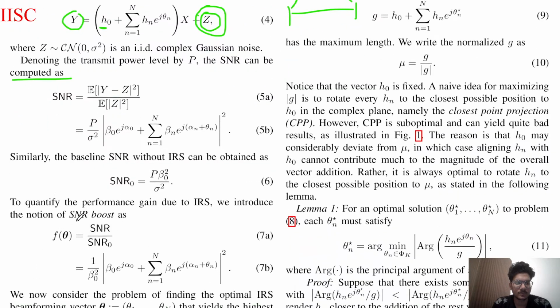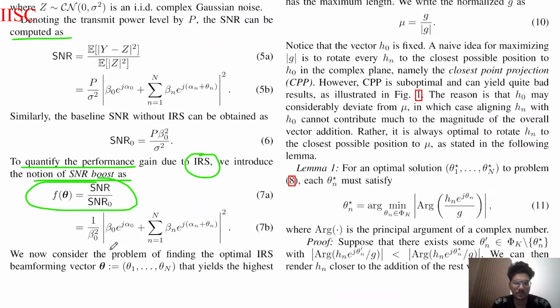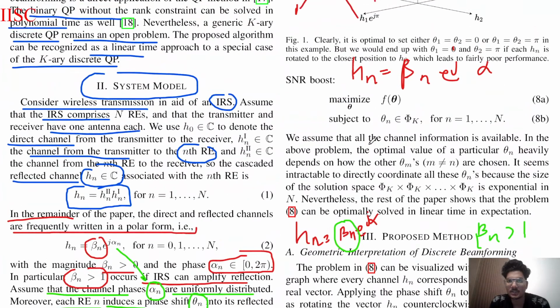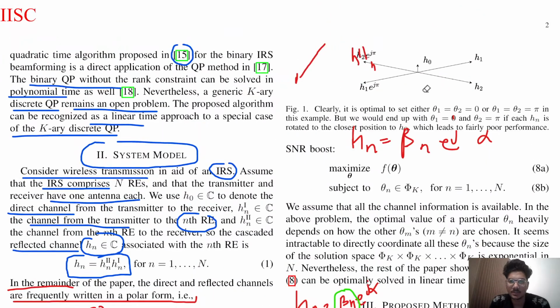To quantify the performance gain of the IRS, we can introduce the notion of SNR boost. SNR boost is simply the SNR divided by the baseline SNR. Now we consider the problem of finding the optimal IRS beamforming vector theta that yields the highest SNR boost.